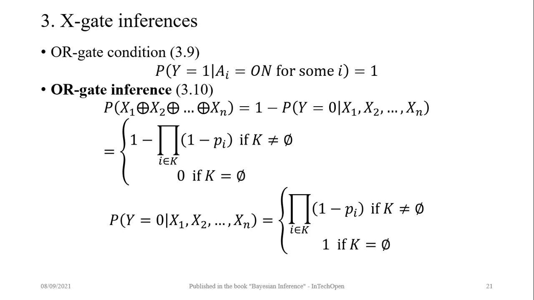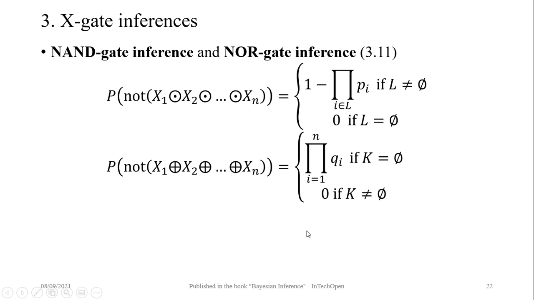Equation 3.9 specifies the OR gate condition: the probabilities of Y1 given Ai equal on for some i equal 1. OR gate inference is specified by equation 3.10. Not AND gate inference and not OR gate inference are specified by equation 3.11.